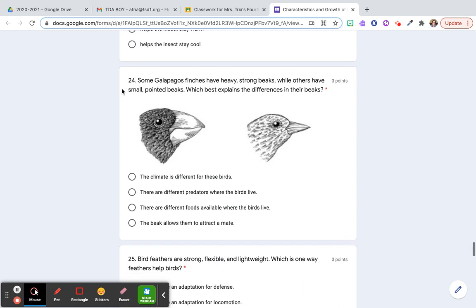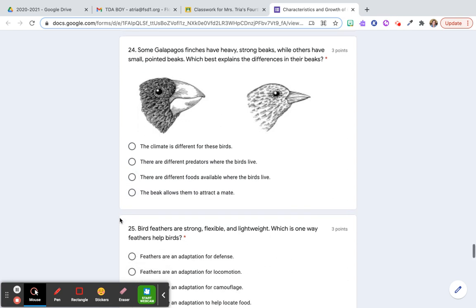Number 24. Some Galapagos finches have heavy, strong beaks, while others have small, pointed beaks. Which best explains the differences in their beaks? The climate is different for these birds. There are different predators where the birds live. There are different foods available where the bird lives. Or the beak allows them to attract a mate.